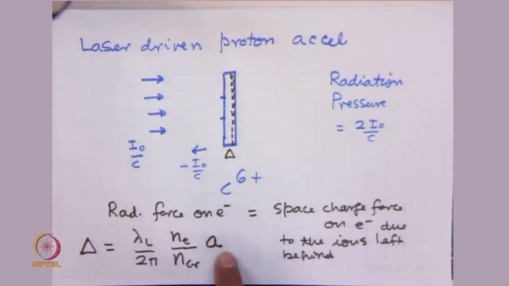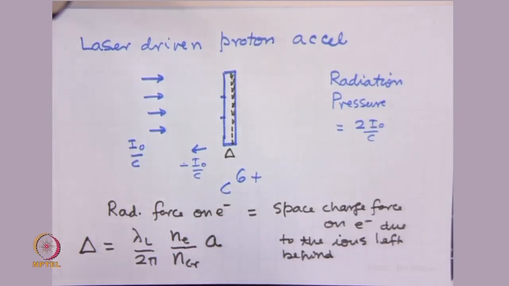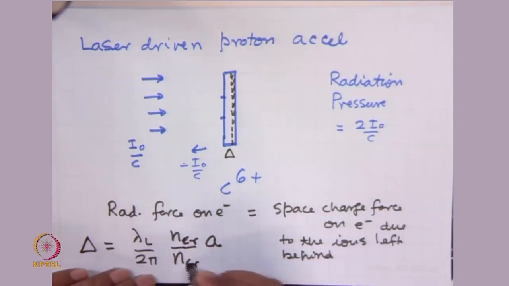And typically values of A are like 10 or 100, n upon n critical is also like 100, sorry, I am sorry, I made a mistake here. Just a second, let me just see. Yeah, this is n critical upon n e.